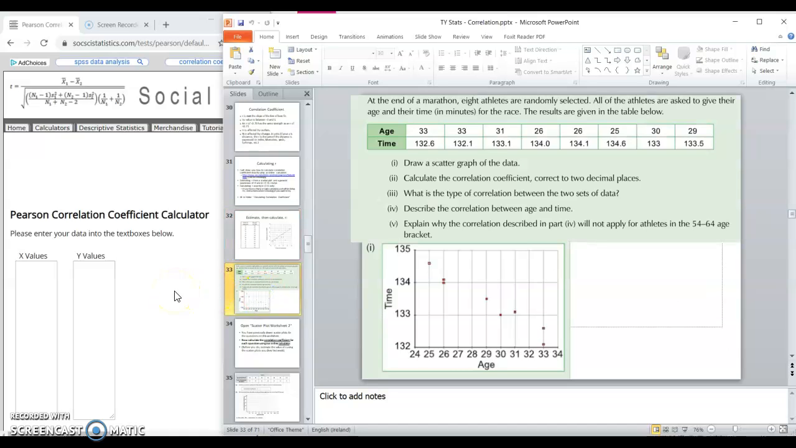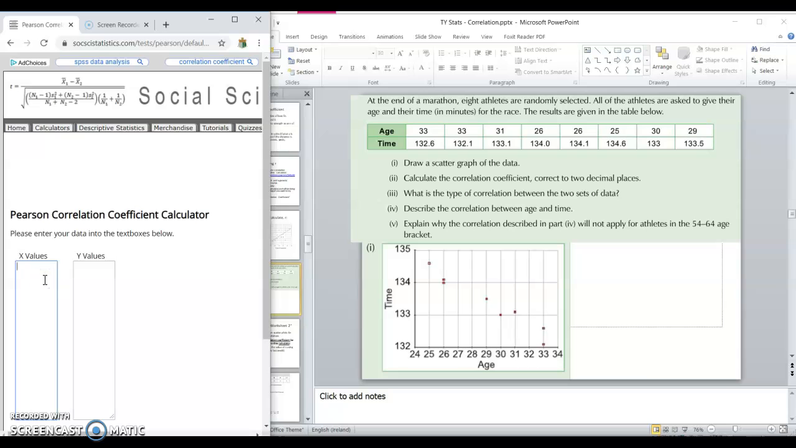Okay, so this is another one that I think I did on the board. It was about the age of runners and the time it takes them to run a race. So there's the scatter plot there. It's negative, so it's going to be minus. I would guess around about minus 0.9 maybe for this one. Okay, so let's enter our values in. Let's make age the X.